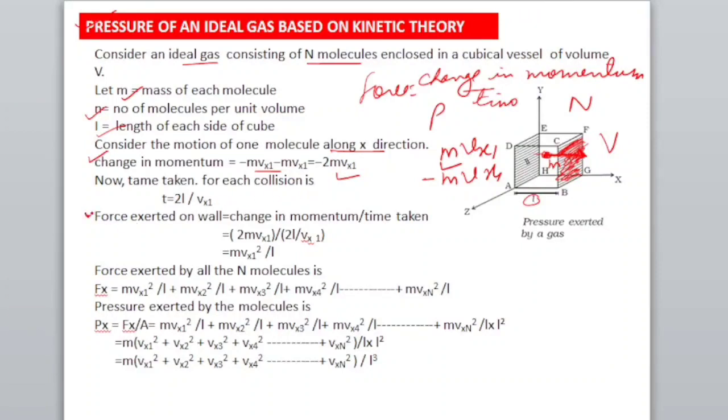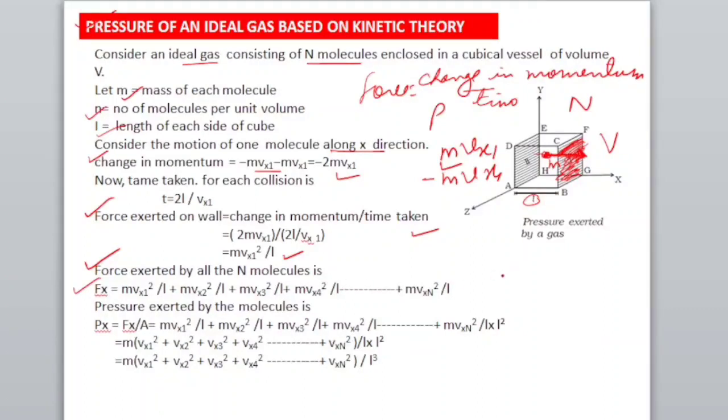Now what is the force exerted on this wall? Change in momentum divided by time taken is the force. Putting in these values, you get m Vx1 square by L. This is the force exerted by the first molecule. Now what is the force exerted by all the n molecules? For the second molecule you take velocity Vx2, for the third molecule Vx3, and in this way you add all these forces to get the force exerted by all the n molecules.